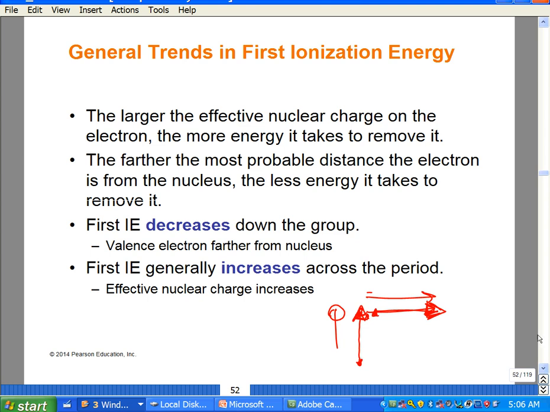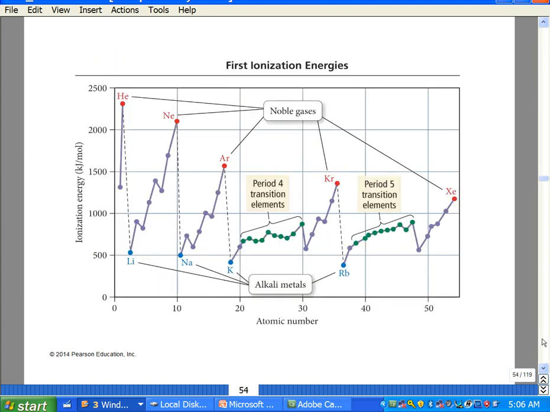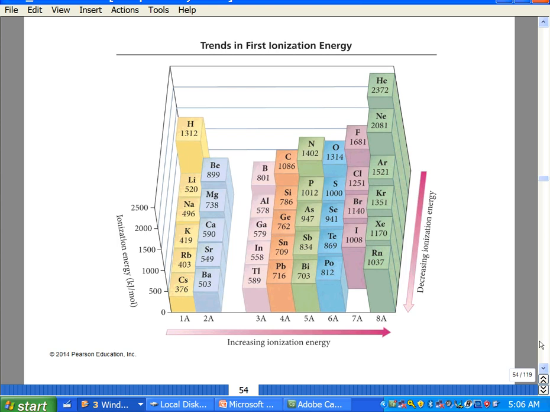I'm going to peek at the next slide right quick. I'm not going to explain that like I tried to last time, but this is just a graphic that summarizes that relationship. It's larger toward the top and toward the right-hand side.